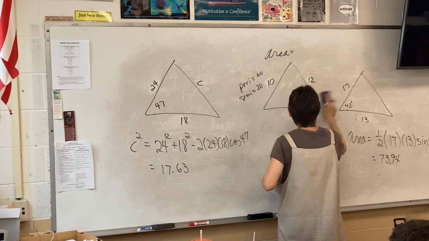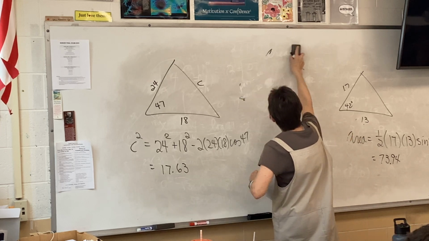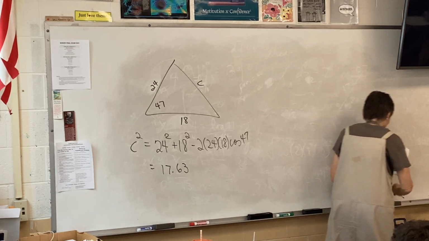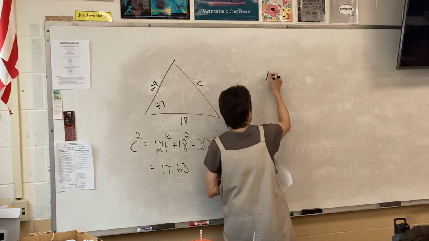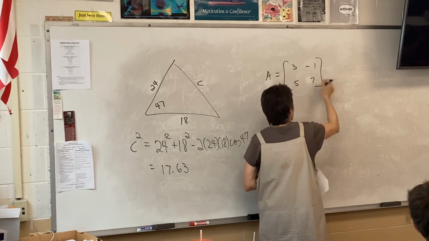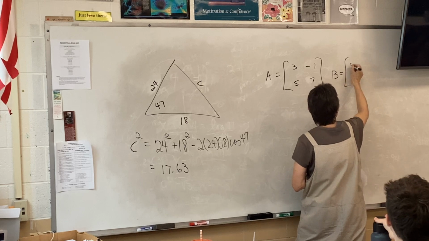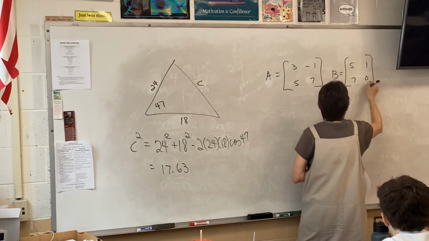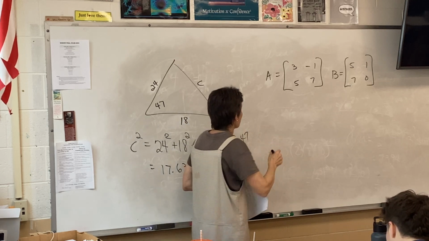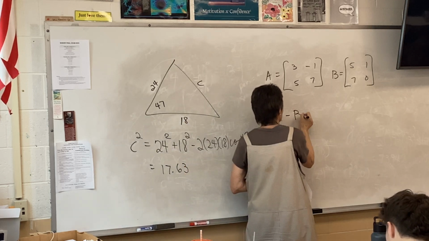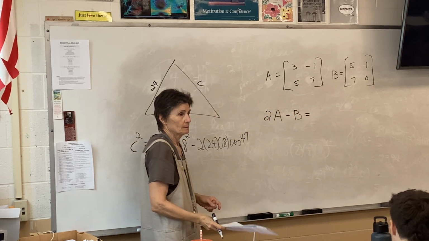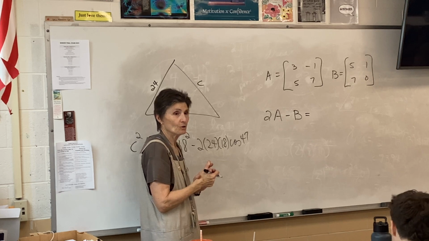That was a calculator. These were all calculator problems, for sure. All right, now we're going to do a couple more no calculator problems. So let's say we've got matrix A and matrix B. And we are going to subtract them. Let's do 2A minus B. All right, you know what to do.